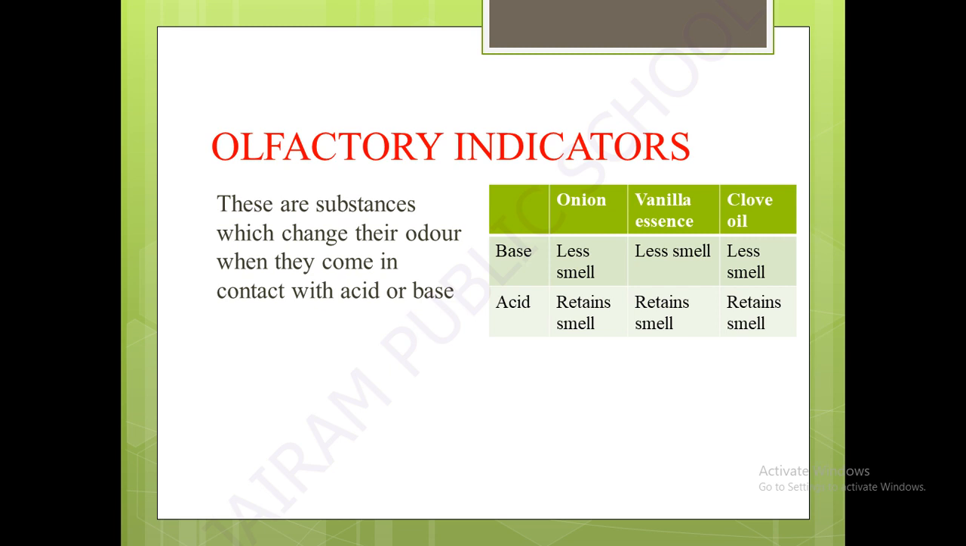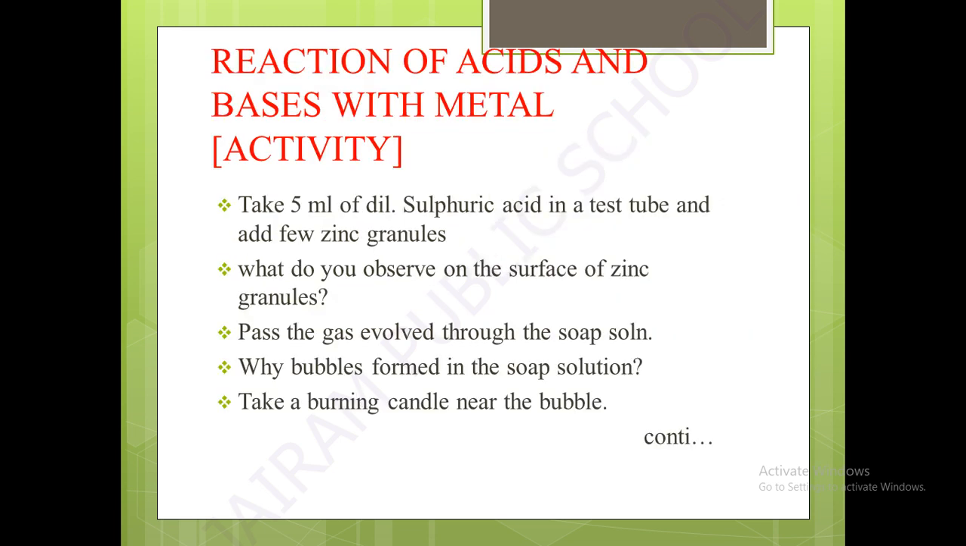So already we have studied three types of indicators: acid-base indicators, in that synthetic indicators as well as natural indicators, and finally olfactory indicators. And the next topic we are going to see is the reactions of acids and bases with metals. I am going to explain those reactions with the help of a small activity. So here we take a test tube, and in the test tube we add 5 ml of dilute sulfuric acid.